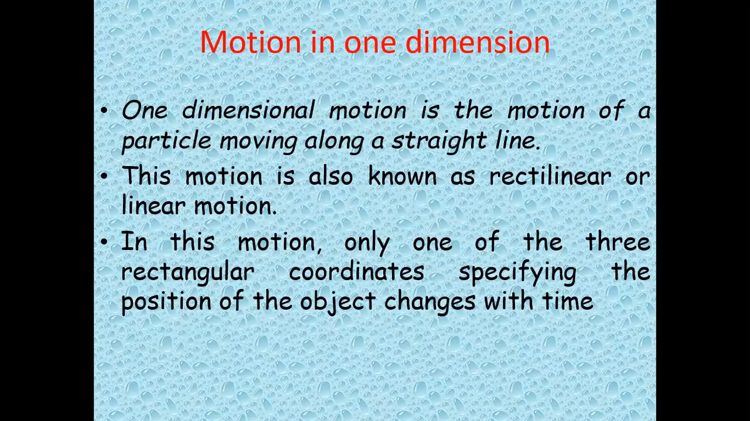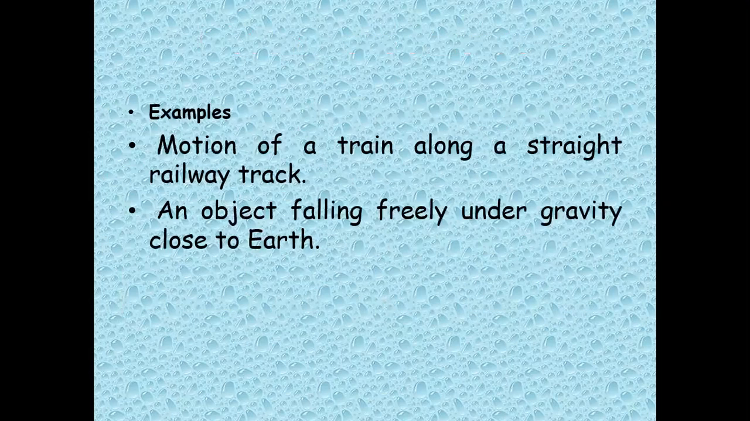First one is motion in one dimension. That is the motion of a particle moving along a straight line. So this motion is otherwise known as rectilinear motion or linear motion. So out of the three coordinates, any one coordinate will be changing with respect to time. So the position of the object with respect to any one of the coordinates will change with respect to time.